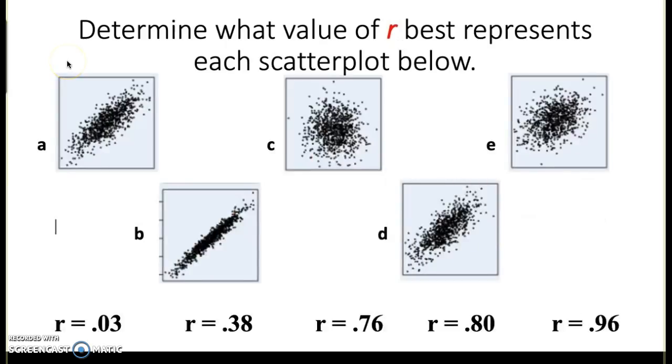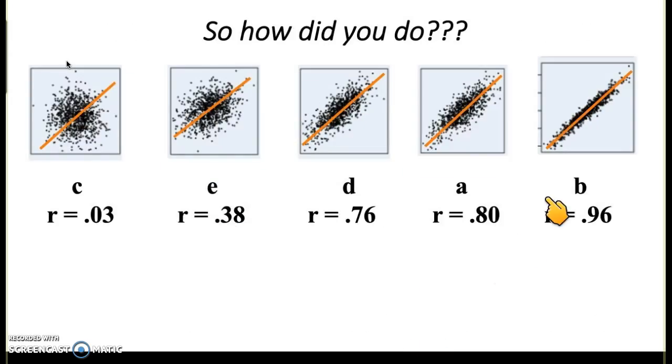All right, based on what we've talked about, I want to see if you can determine what value of R best represents each scatter plot below. So for these A through D, I want you to determine which one of these correlation coefficients would actually describe the relationship of the data in the graph. All right, let's see how you did.